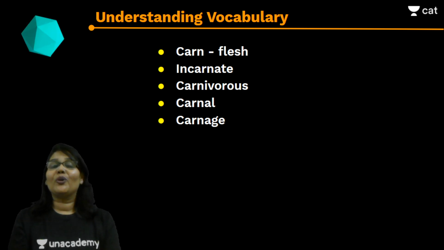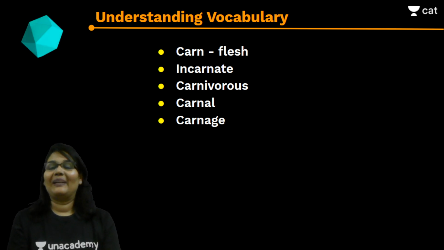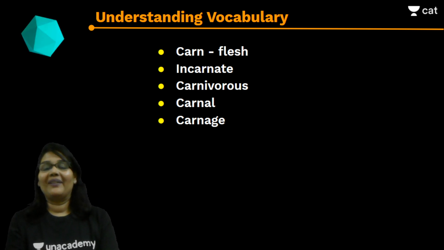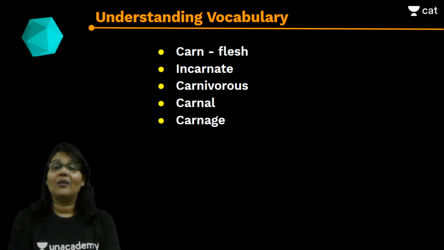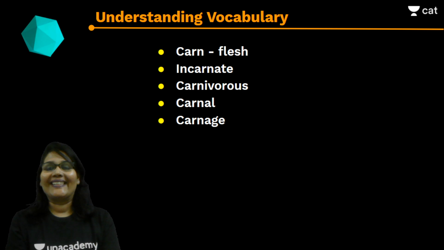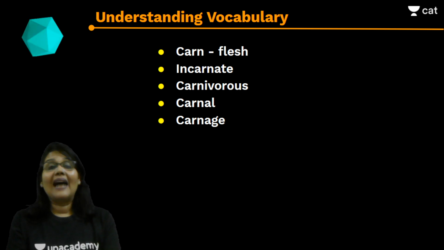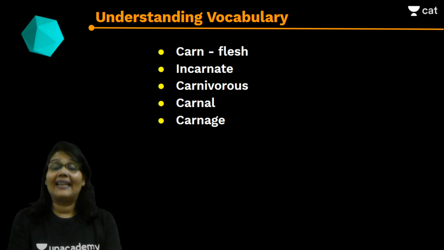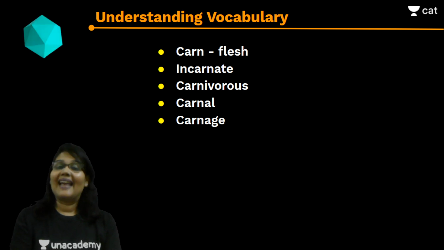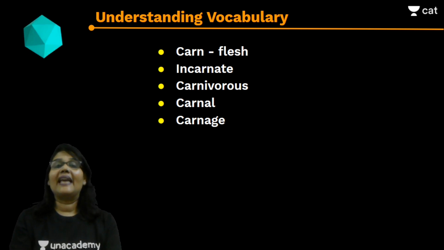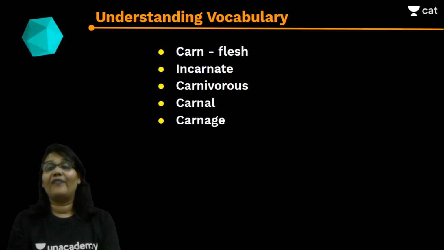Then we come to carnivorous. Flesh eating. People who eat flesh are all called carnivorous, right? And a person who eats both flesh as well as vegetables, what are they called? Omnivorous, right? Great. Then we come to the next word, carnal. Carnal means sexual. Now that is again connected to flesh. Let's go to the next word, carnage. Carnage means mass slaughter, mass killing.